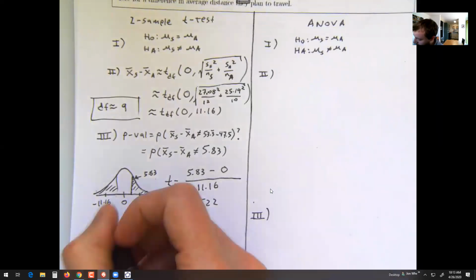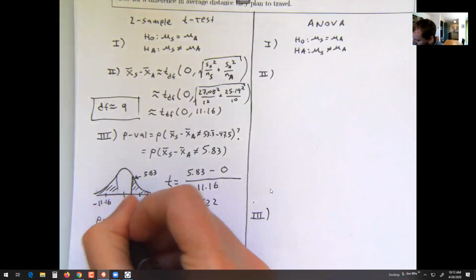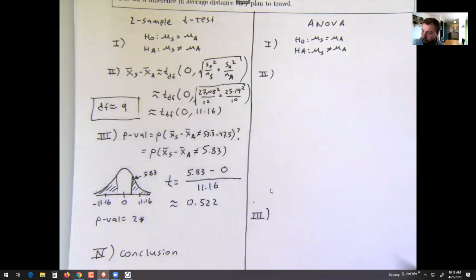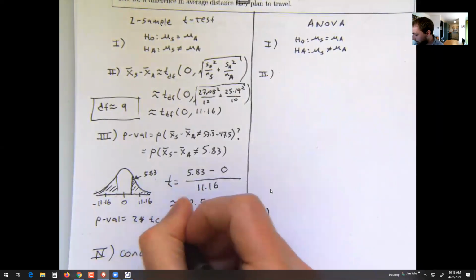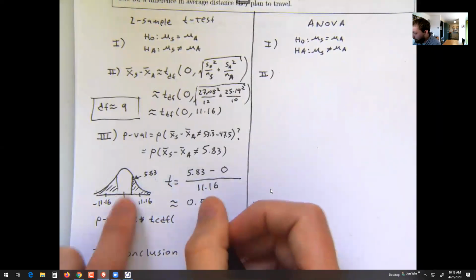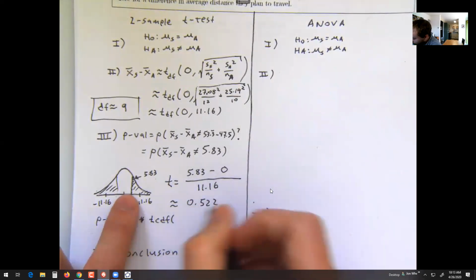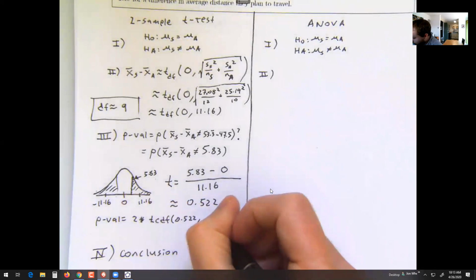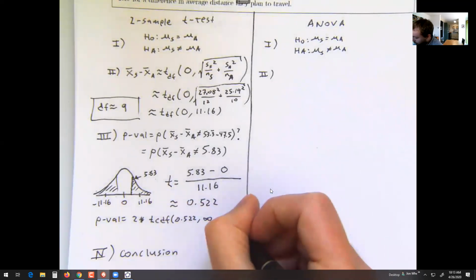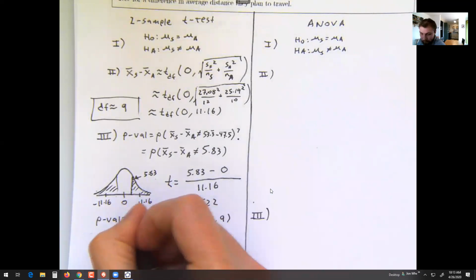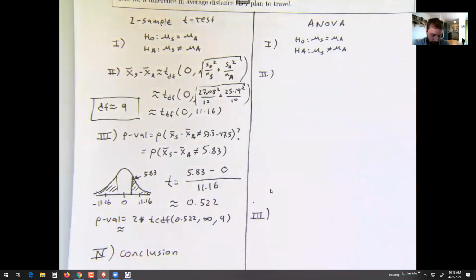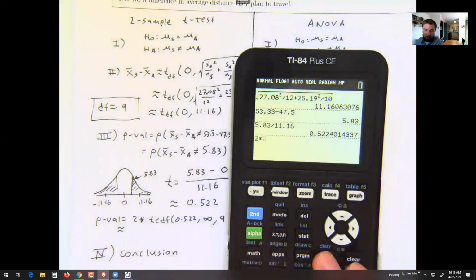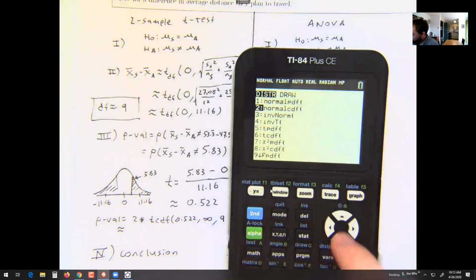To look this up in my calculator, my p-value is going to be 2 times this right tail, or 2 times this left tail, either one. So 2 times my t-CDF. My right tail starts at a t-score of 0.522. It goes on forever, so it goes on to infinity. And my degree of freedom, as a rough estimate, I'm calling it 9. So 2 times t-CDF, I'm doing second vars on my 84.